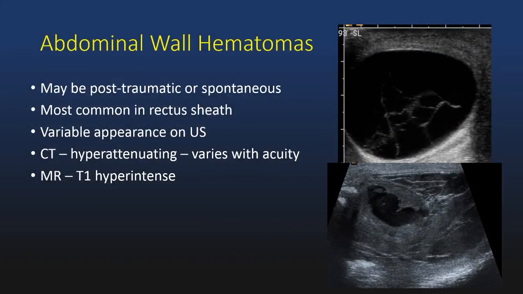Abdominal wall hematomas may be post-traumatic or spontaneous, such as in that last case. The most common location for them is within the rectus sheath. They have a variable appearance on ultrasound, of which there are 2 representative images here. Notice that it can be mostly cystic with septations or even solid appearing on grayscale imaging. On CT, hematomas are classically hyperattenuating, but the appearance does vary with acuity, and on MRI they are classically T1 hyperintense.